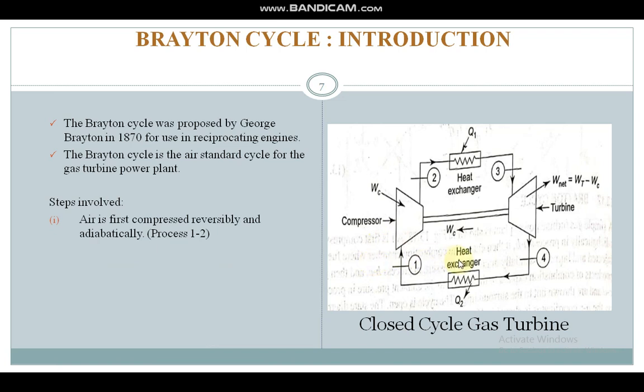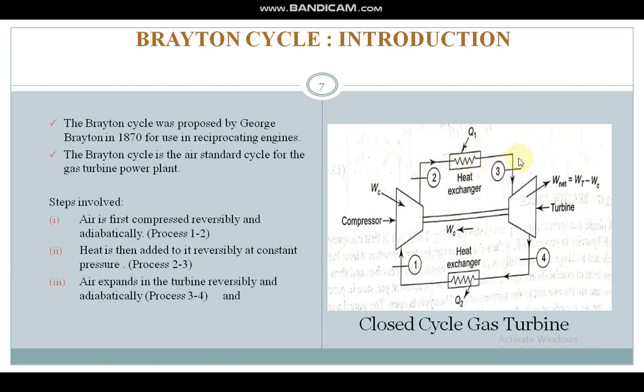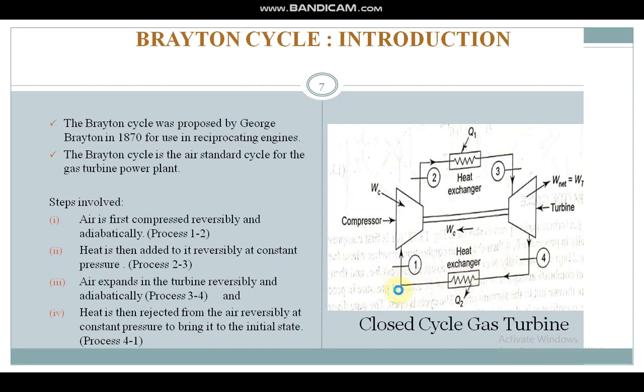So the steps involved are: at first the air is compressed reversibly and adiabatically in process 1 to 2, then heat is added to it reversibly at constant pressure, process 2 to 3, and then the air expands in the turbine reversibly and adiabatically in process 3 to 4, and lastly the heat is rejected from the air reversibly at constant pressure in this heat exchanger to bring it to the initial state.